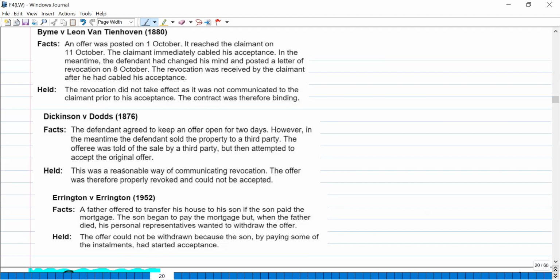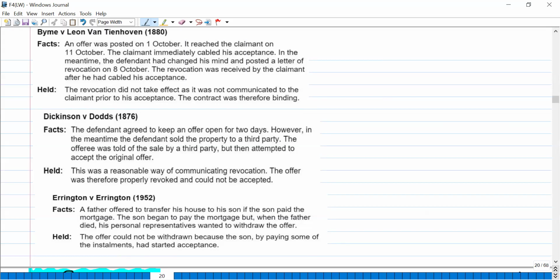He sold the property to some third party, and the third party communicated to the original person to whom the offer was made that they had got the property from the offerer. And now the party to whom the offer was made cannot accept the offer, and he cannot say that the contract was done, that you have made an agreement with me. He cannot do that. Why?